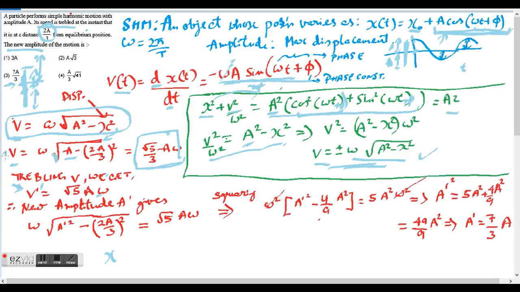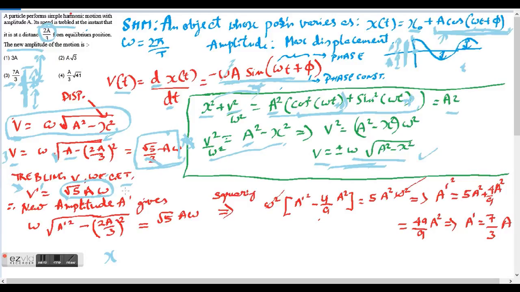And what happens when I triple the velocity? It becomes 3v, right? So I'll multiply 3 on both sides, and I'll cancel these 3s out. What will I be left with? Root 5 a omega, right? So that will be the new velocity. I'm going to write v prime is equal to root 5 times a omega, right?